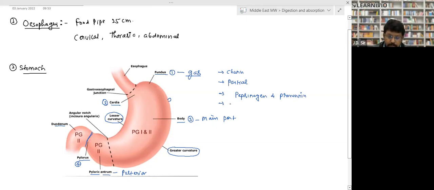Let's stop. It secretes gastric lipase and gastric amylase.